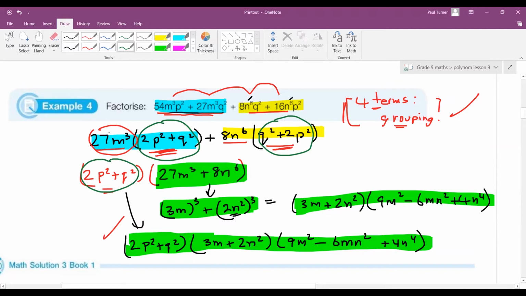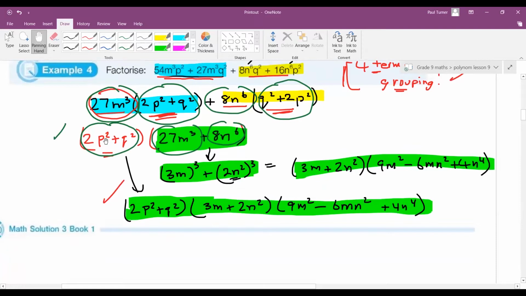And then I'm left with 27m cubed plus 8n^6, and that's your 2 factors here. So at that point, I can't do any more with this term here. This is finished. I can't factorize that more. So then I have 27m cubed plus 8n^6, and I converted that to cubes here. And then I use the rule from last week.